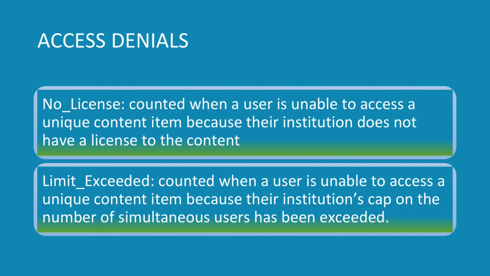Now we've covered both usage and search metrics, let's look at the last metric type in Release 5, access denials. Sometimes known as turnaways, 2 varieties of access denial metric are tracked in Release 5. No license, which is counted when a user is unable to access something because their institution does not have a license to the content, and limit exceeded, which is counted when a user is unable to access something because their institution's cap on the number of simultaneous users has been exceeded.